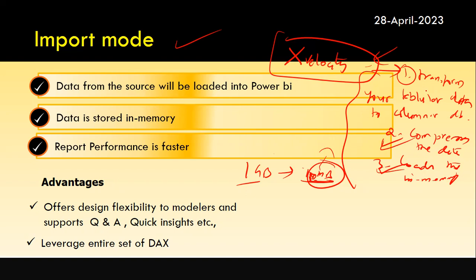So then what is the first step? Why does it have to transform the table or data into a columnar database? For example, I have an Excel file. It is not an RDBMS table, but still we store the data in rows and columns, isn't it? So what it does is transform your Excel data, which is stored as rows and columns, into a columnar database. Each column gets stored in a separate table in memory, so that accessing specific columns is much faster.